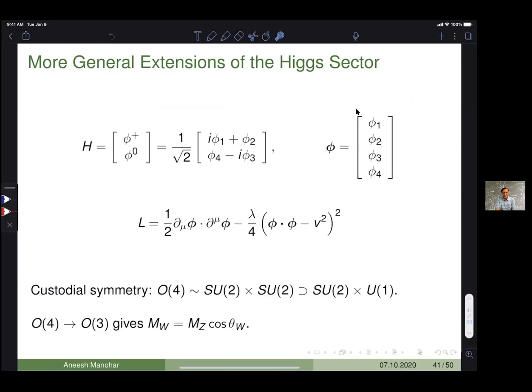real scalar field. And the standard model Lagrangian has an O4 symmetry where everything just depends on phi dot phi. And this is the famous O4 or custodial symmetry of the standard model, which leads to the relation MW is MZ cosine theta. And so in extensions of the Higgs sector, I'm going to stick with theories which have an implicit O4 symmetry so that the theories have built-in custodial symmetry. It also makes the analysis much easier because we have an enhanced symmetry.